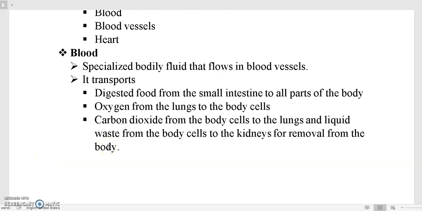So, we are talking about blood. What is blood? It's a specialized bodily fluid that flows in the vessels. And this blood is responsible for transportation of certain things. Which are these things? Digested food from the small intestine, oxygen from the lungs, and carbon dioxide that is being transported away from the body cells to the lungs, and liquid waste again that is being transported away from the body cells to the kidney, where these waste materials are removed from the body. All right.